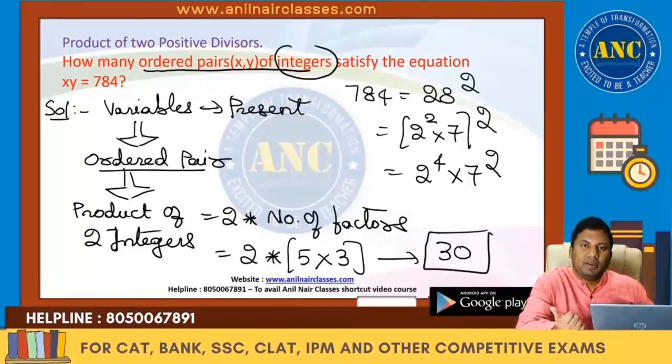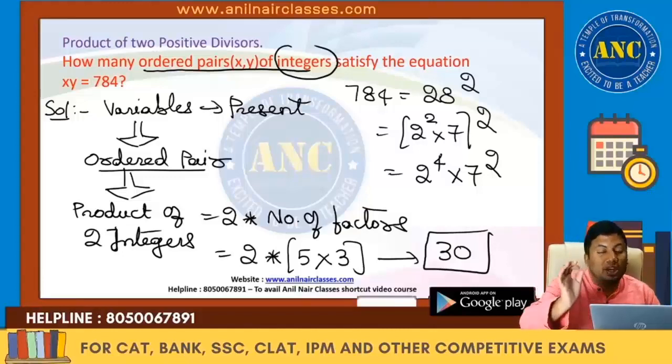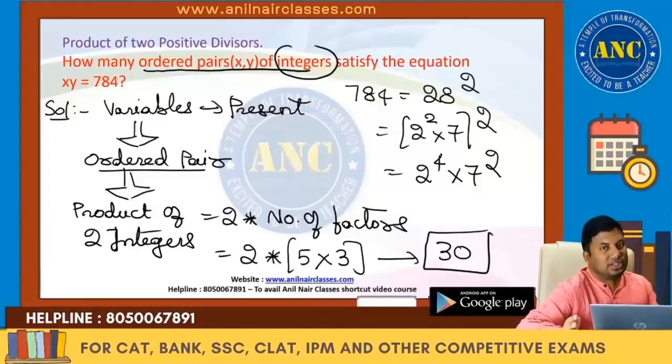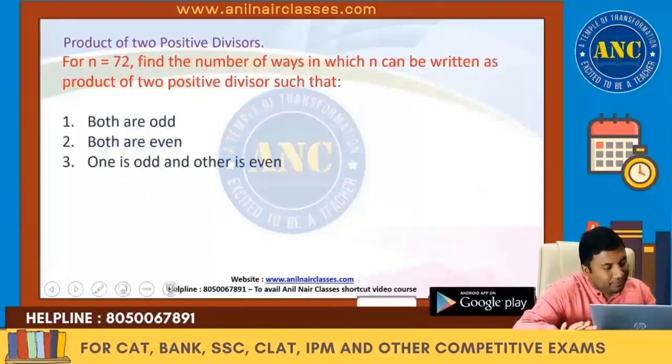2 power 4 will be 0 to 4, 5 cases. 7 power 2 will be 0 to 2, 3 cases. I hope the concept is clear. Again I am telling you, be extremely cautious, right? Otherwise you might get half of the cases. Integers, it will be double. Positive integers, it will be the same number.